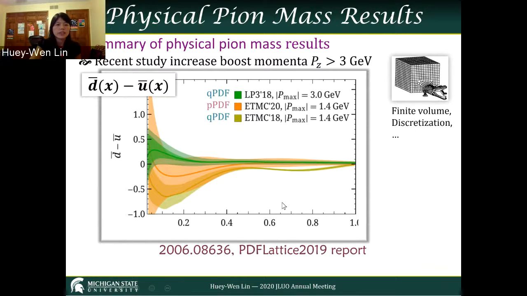And then when we look at the flavor asymmetry, we run into a big problem: we don't really see a significant asymmetry anymore when we are doing these dynamical calculations. So there's something to explore here.